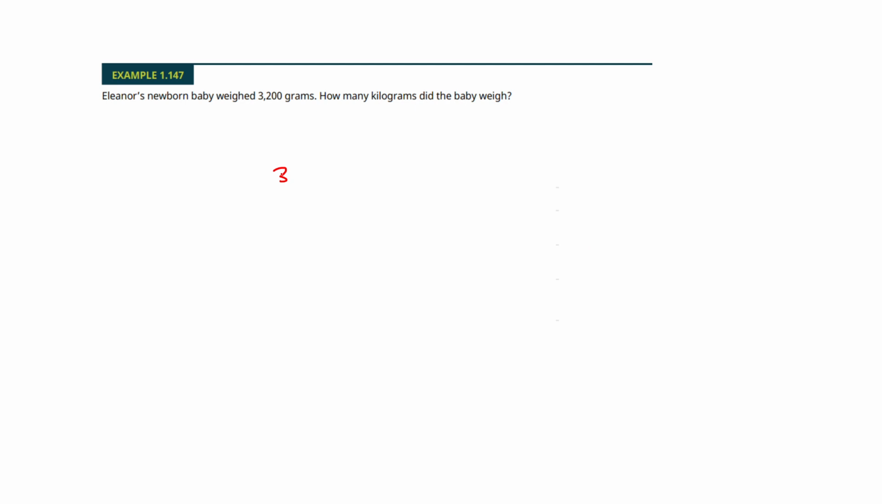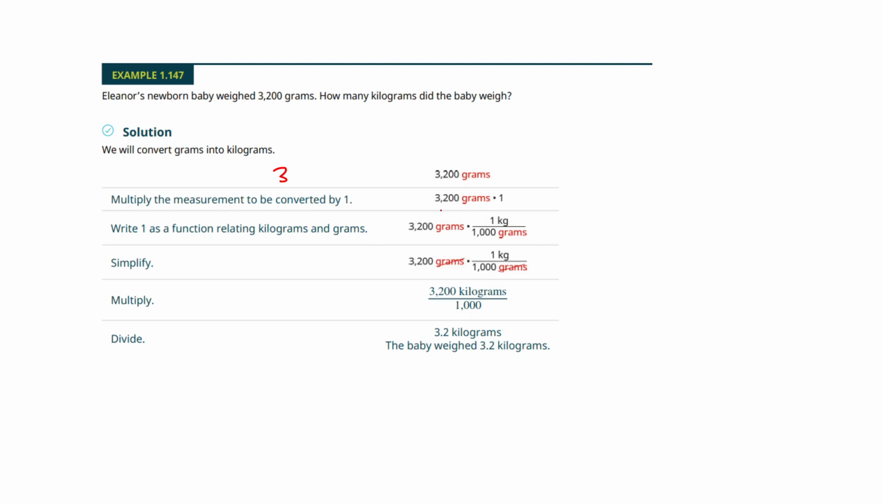Okay, oh, they did this one for us. So I've got 3,200 grams, 1,000 grams in a kilogram, so those will cancel. The only thing that's changed here now is I have 1,000 on the bottom. Well, if I divide by 1,000, it's going to move the decimal place back 3, 1 for each 0. So 1, 2, 3. I'd get 3.2, and my unit that's remaining is kilograms.